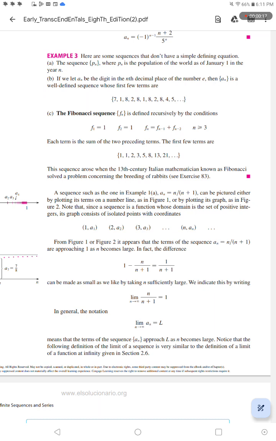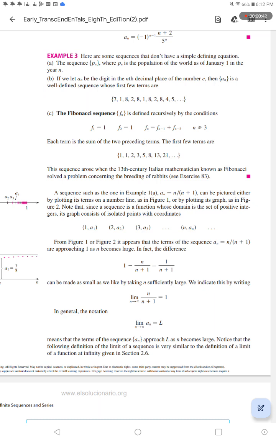B. If we let a_n be the digit in the nth decimal place of the number e, then {a_n} is a well-defined sequence whose first few terms are {7, 1, 8, 2, 8, 1, 8, 2, 8, 4, 5, and so on}.